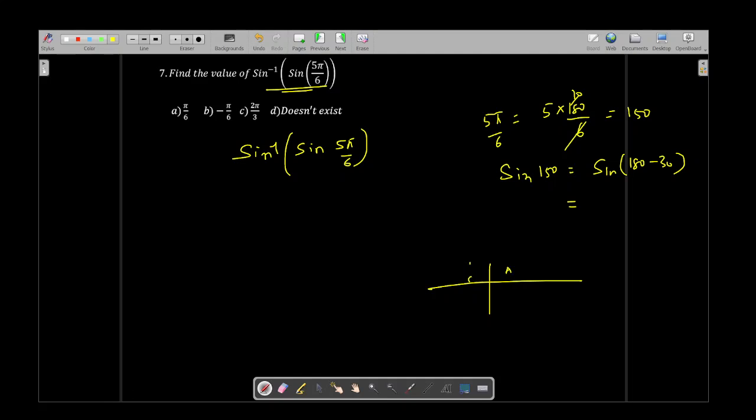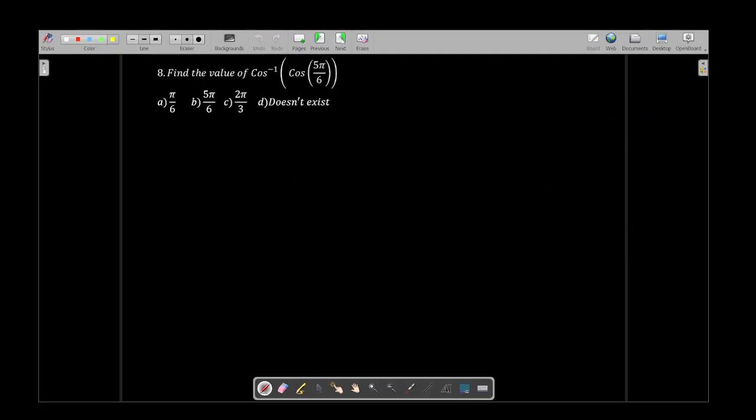In the second quadrant, sine is positive. ASTC, we know the rule. So sine is positive, and sine of 180 minus 30 is sine 30. Sine 30 is 1 by 2. So we have sine inverse of sine 30, which is pi by 6. So option A is correct.